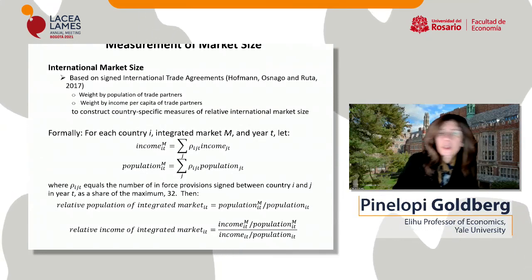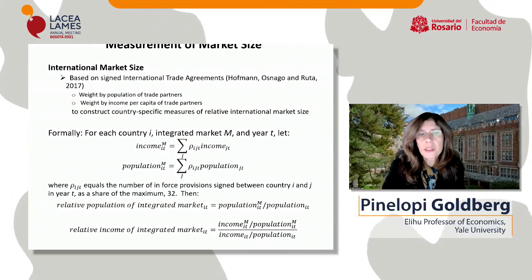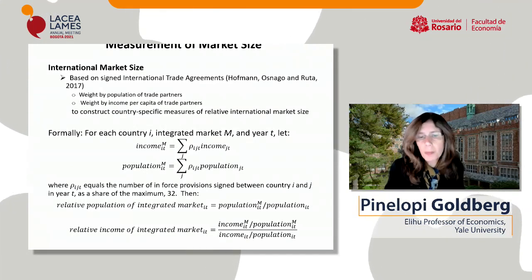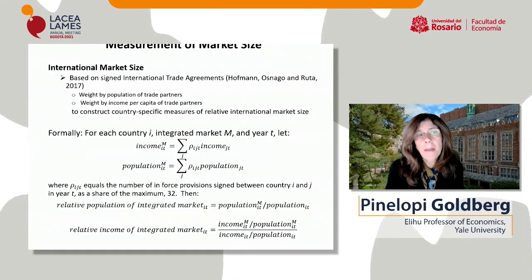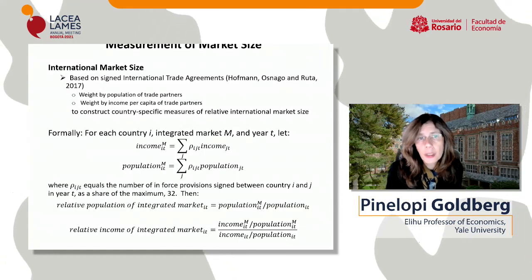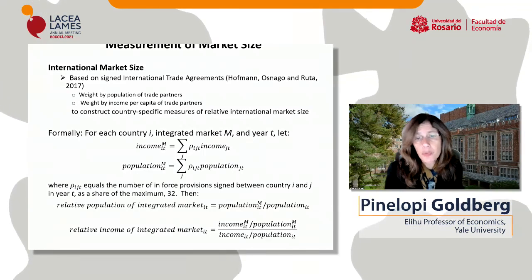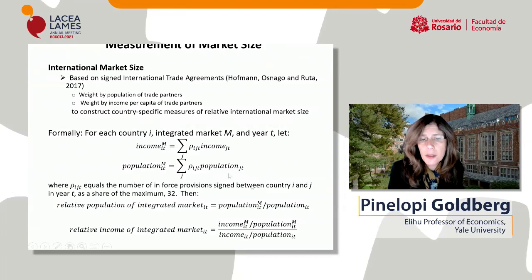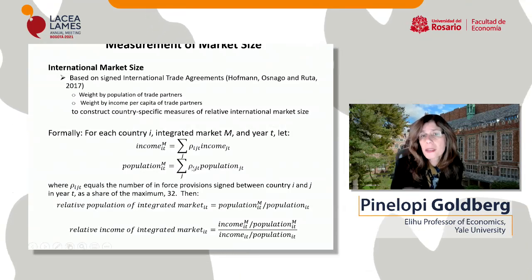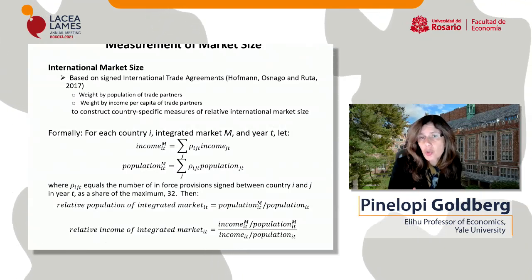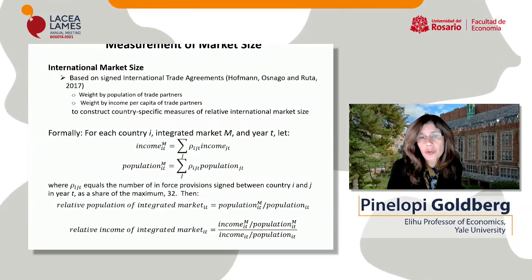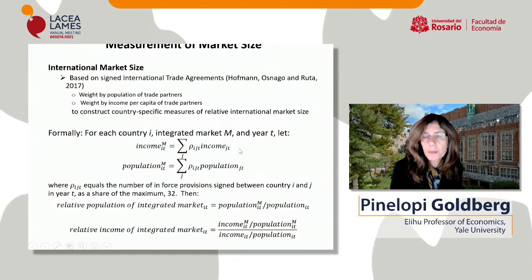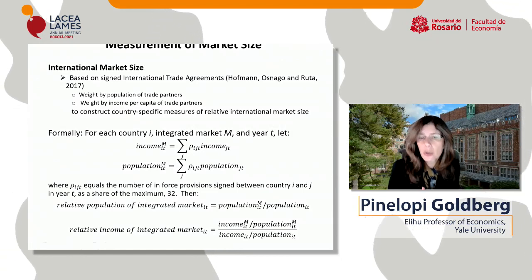Then we take a country, let's say Brazil, and we take all the countries with which Brazil has trade agreements, and we sum up their population. That gives us a measure of the total population that Brazil has access to. It's not the unweighted sum; it's the weighted sum. We weigh by these weights that capture the strength of the trade cooperation. And then we do the same thing with per capita income. This way we have two different measures of the international market size.